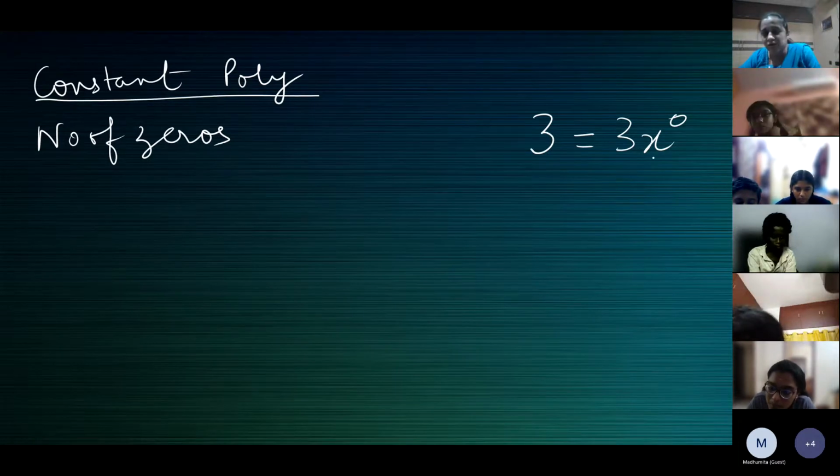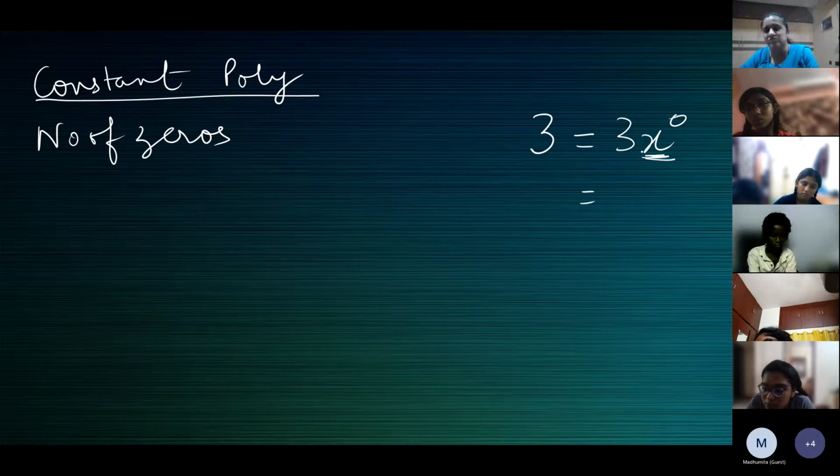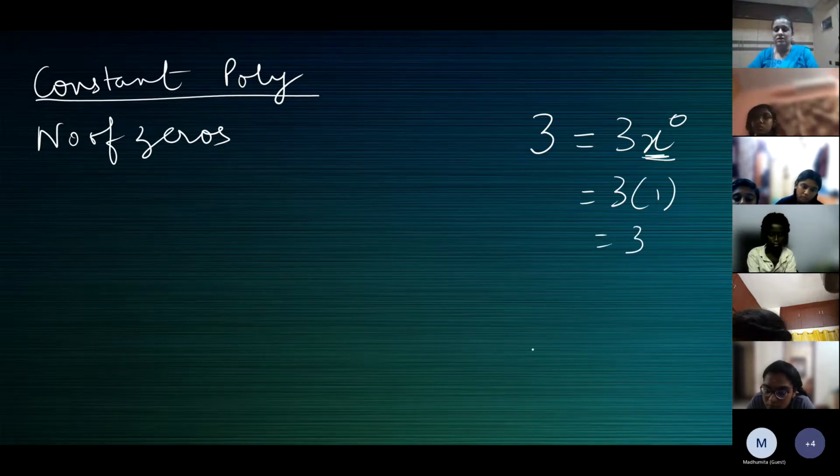Now just think, in place of x, whatever value you use, raised to the power 0 will be 1, right? Whatever value you give for x, 5 by 4, minus 6, 7, since x is raised to the power 0, the value of this one will be 1. So it is always going to be 3 into 1, so it's always going to be 3. It will not be 0 for any value of x.